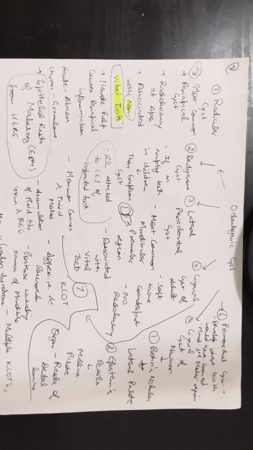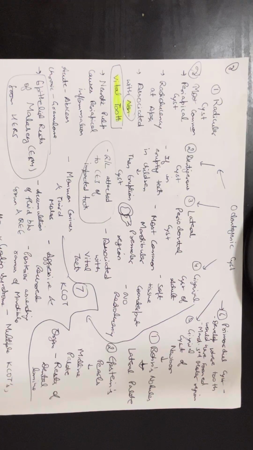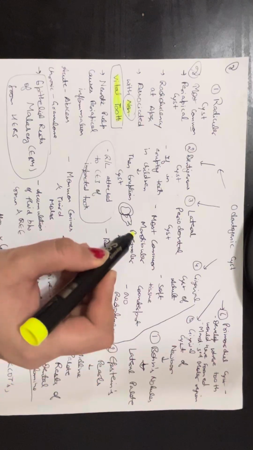In case of radicular cyst, I forgot to mention, there will be the crown, and in the reduced epithelium there is accumulation of fluid, so it can lead to formation of a cyst. Then we have lateral periodontal cyst, which is seen in the premolar region.